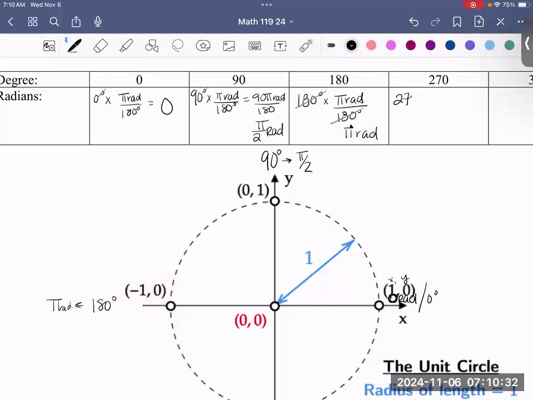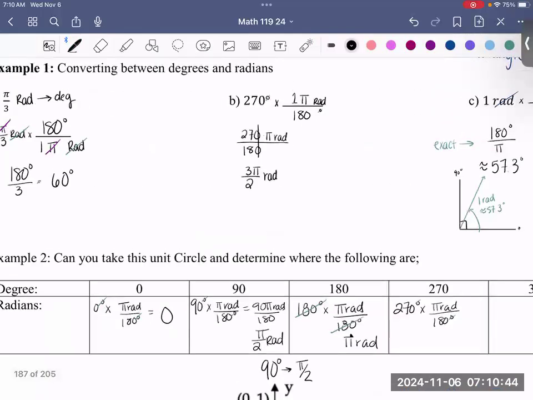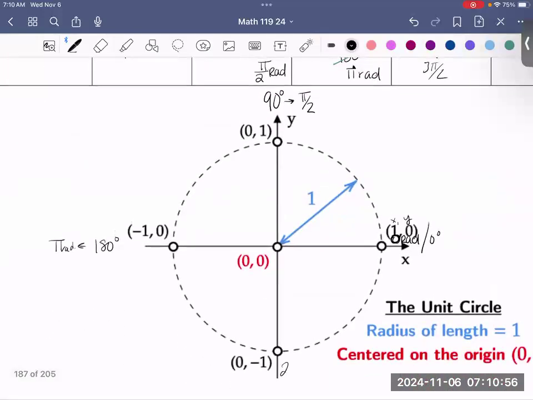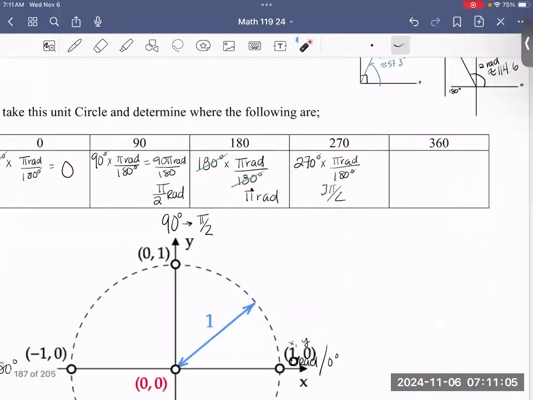270, and if you see the pattern, by all means, pi radians over 180 degrees. These will cancel. And I think we already did this one as well. We said this came out to be 3 pi over 2. So 270 is down here. 270 degrees is now 3 pi over 2. Again, this one has the coordinate 0 and -1.